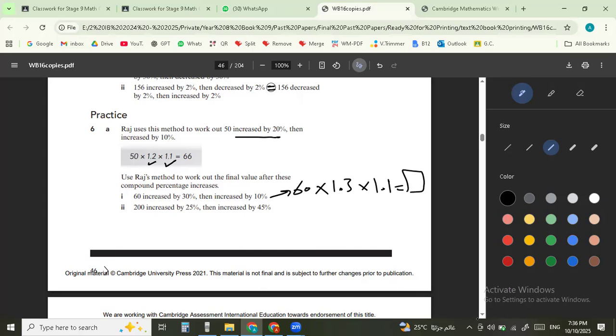200 increased by 25%. So 200 times increased by 25%, that's 125% divided by 100, 1.25. Then increased by 45%. That's 145% divided by 100, 1.45. You just find the answer.